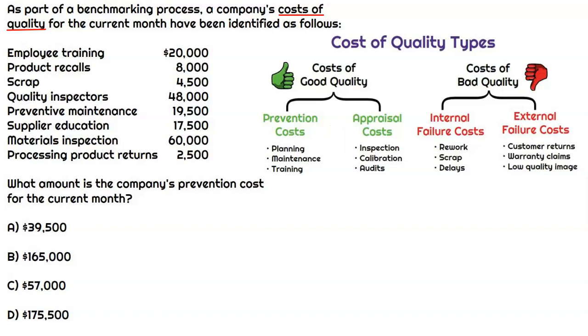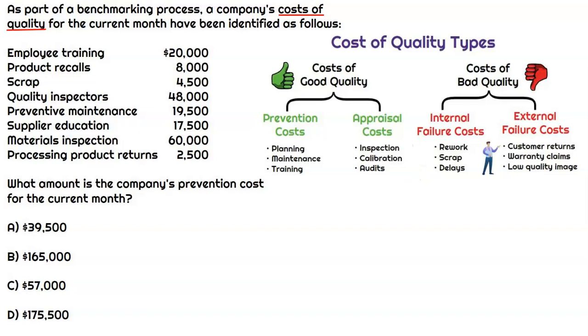Now for the failure costs, we have internal and external. For internal failure costs, these are incurred to remedy defects discovered before the product or service is delivered to a customer, right? So a company produces a product, now they're doing some testing and they find out we can't sell this, there's an issue, right? Some examples of internal failure costs include rework, scrap, delays, right? Those are examples of internal failure costs.